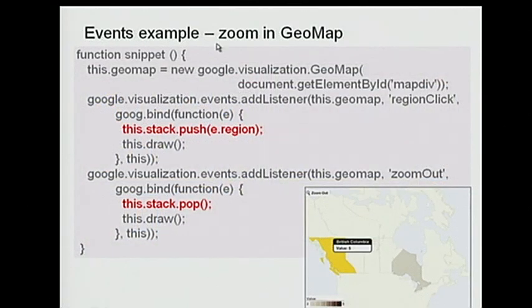So let's look at the code. This is part of the real code that is available on the Backpacky mock site that you can see later on. So we basically hold a stack of the current state where we are. We start in the global scope, and then as the user clicks on a region, we simply step into the stack and add new regions. So when we listen to the region click event, we simply push a new region to the stack and redraw the visualization. And of course, we want to be able to zoom out. So we listen to the zoom out event, which is built into the geomap visualization, and we pop the last region from the stack and redraw the visualization.